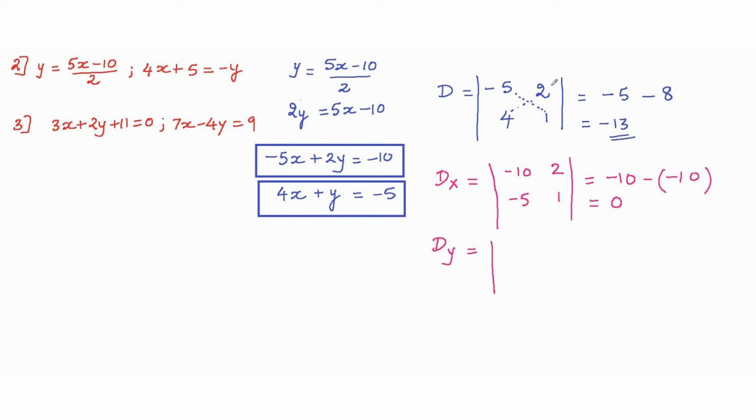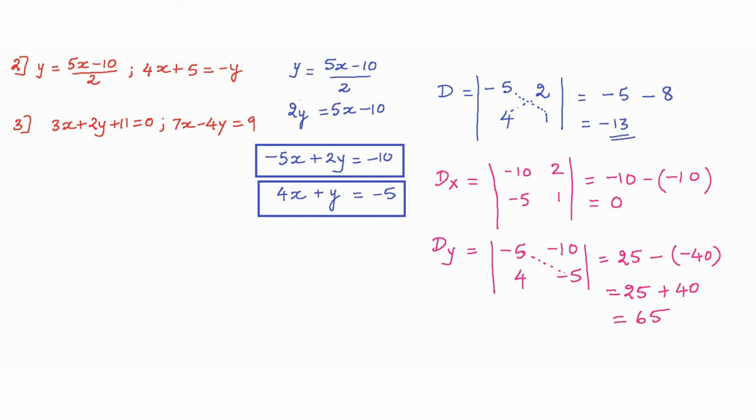So when I say calculate dy, take out the values of the coefficients of y, just push them out, keep the coefficients of x as they are, and replace the coefficients of y with constants, that is minus 10 and minus 5. So this becomes minus 5 into minus 5 is positive 25, 4 into negative 10 is negative 40, right? And then there is a subtraction in between. So this becomes 25 plus 40, which is 65.